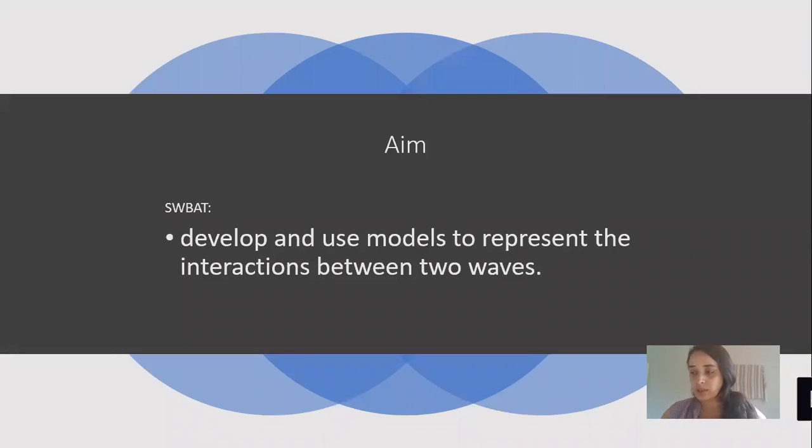Alrighty. So yesterday we discussed superposition and we defined interference and its two types, constructive and destructive interference. Today we are going to look at what happens when waves are in superposition and are actually interfering with each other. And we're going to develop and use models to represent what these interactions between two waves actually look like. So let's start with our do now.